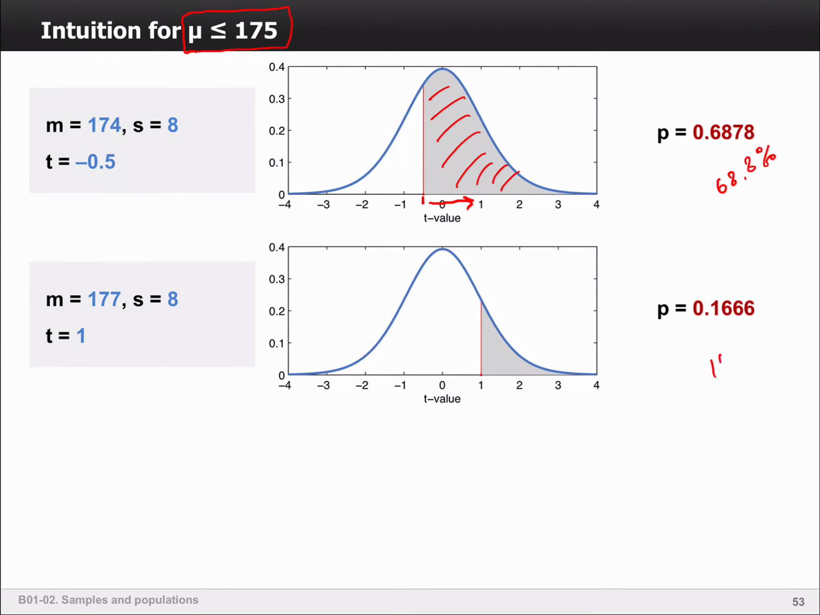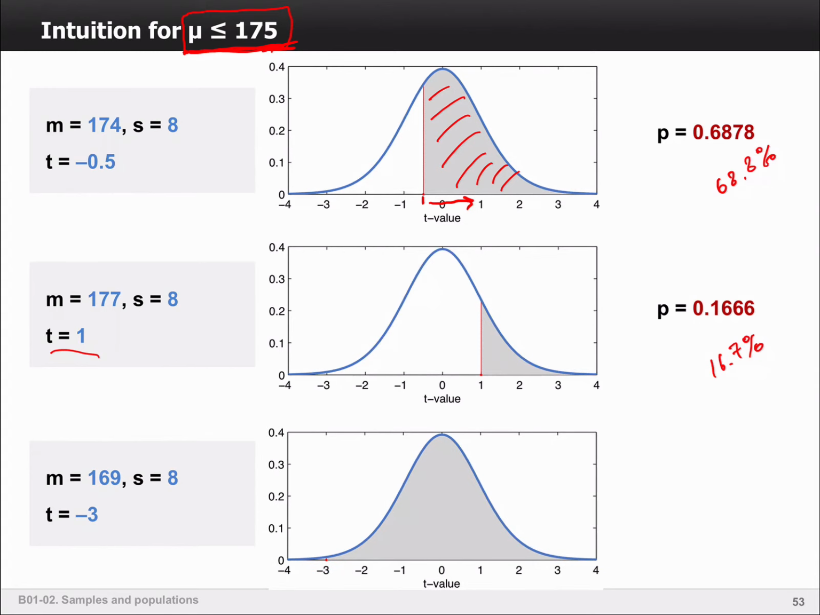So you can see that it's about 16.7% chance to get a sample with t-value of 1 or larger, if in fact average height of all people in the city does not exceed 175. Okay. And then finally, the last case, in this case it will not be extreme at all, because it's -3, and it exactly fits with our assumptions that the average height of people should be not larger than 175. We have 169, it's definitely not larger than 175. So in this case, you can see that the p-value will be 99.6%. Okay. So that's how it works.